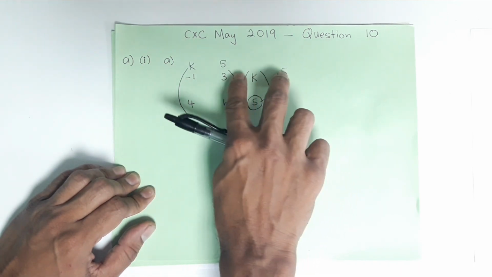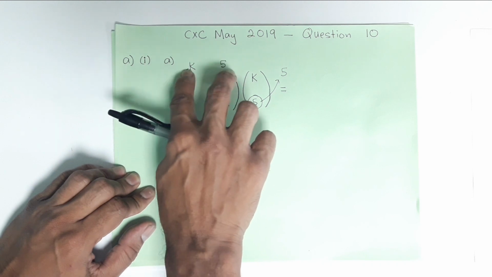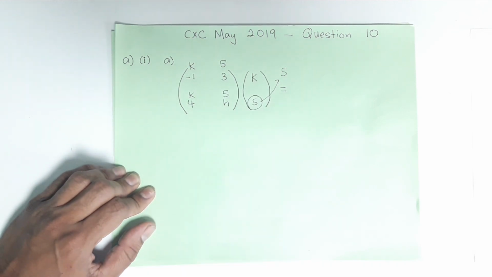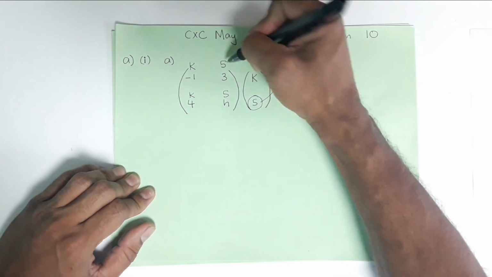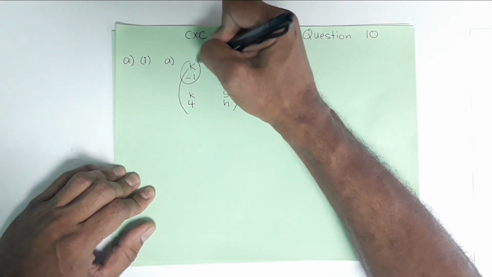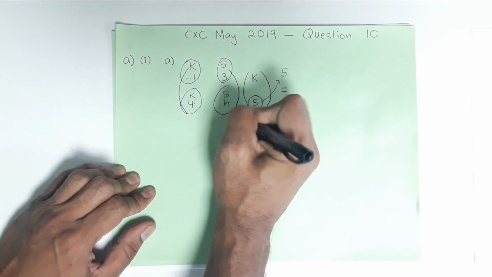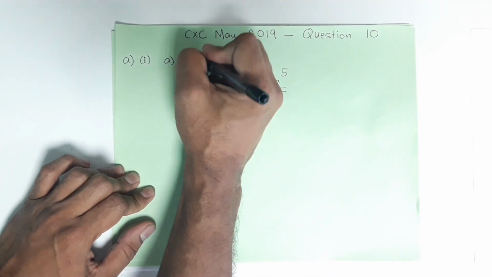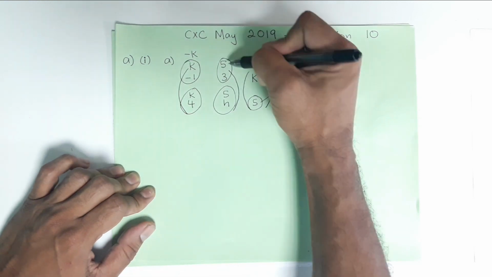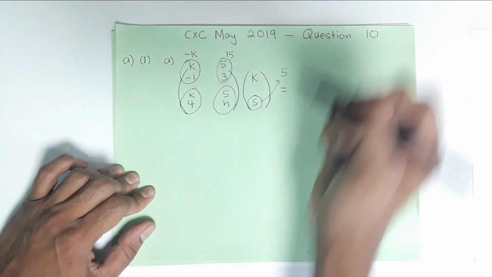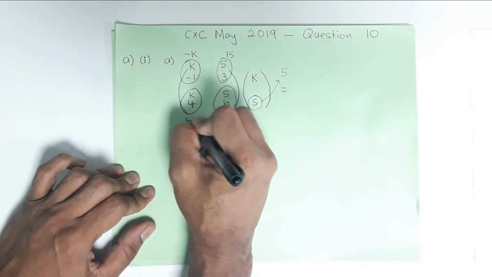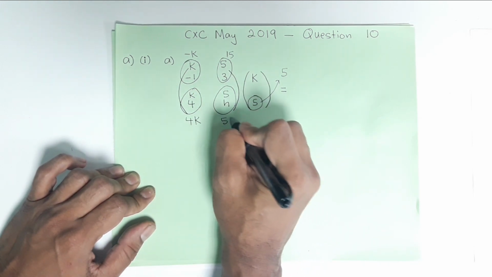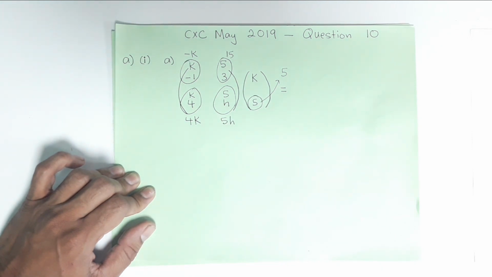We photocopy the k and the 5 over the underneath numbers, and each pair we are going to multiply. So don't let the letters get to you. k by minus 1 is minus k, 5 by 3 is 15, k by 4 is 4k, and 5 by h is 5h. As simple as that.